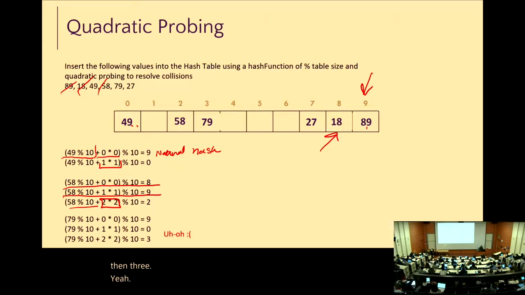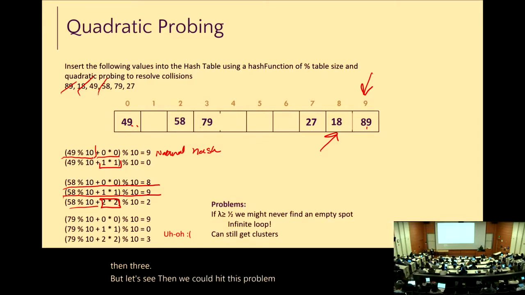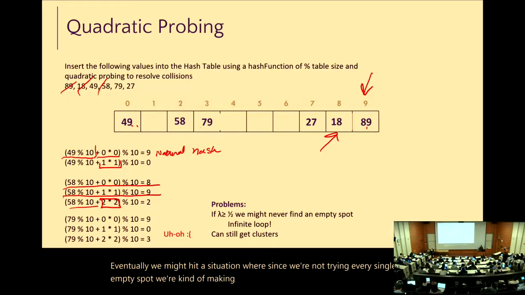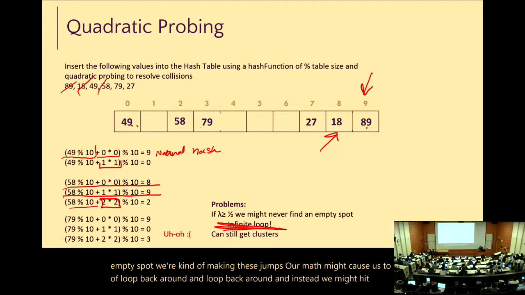But let's see. Then we could hit this problem, however, where eventually we might hit a situation where, since we're not trying every single empty spot, we're making these jumps, our math might cause us to loop back around and loop back around, and instead we might hit this infinite loop problem.